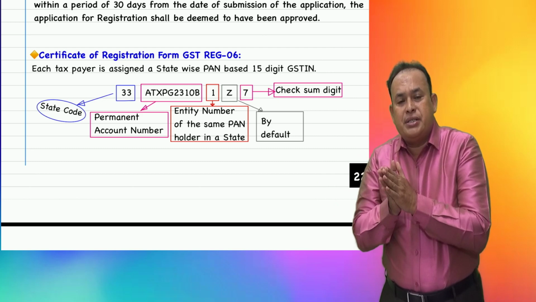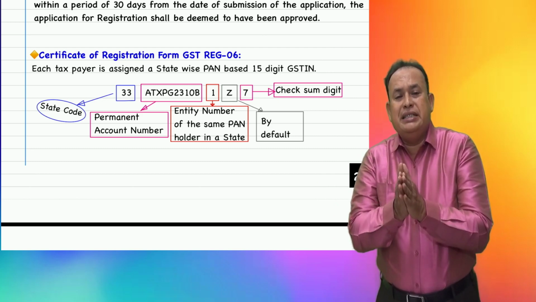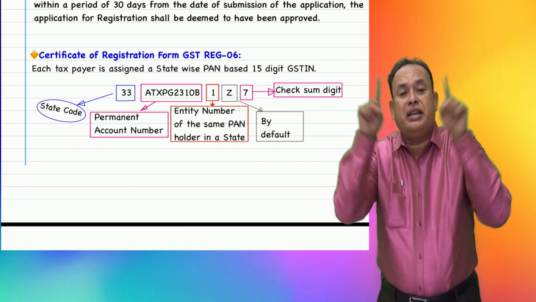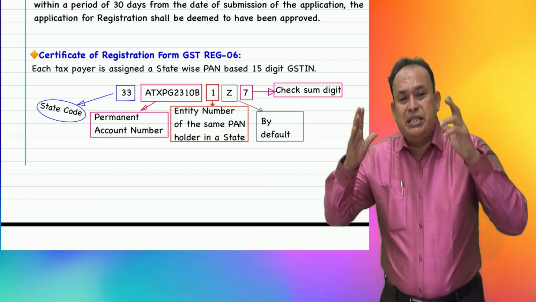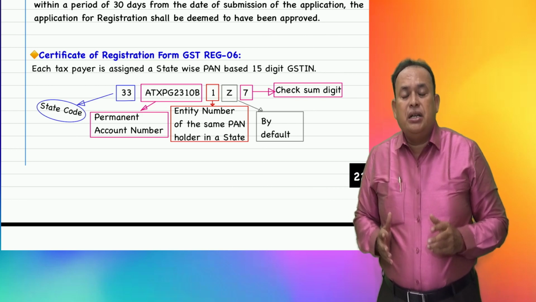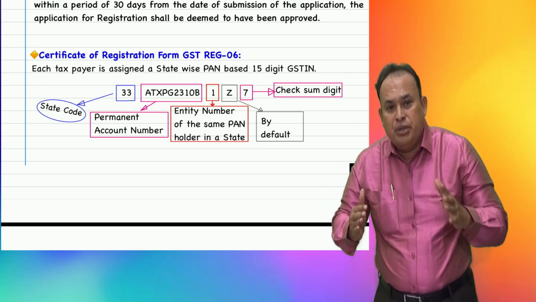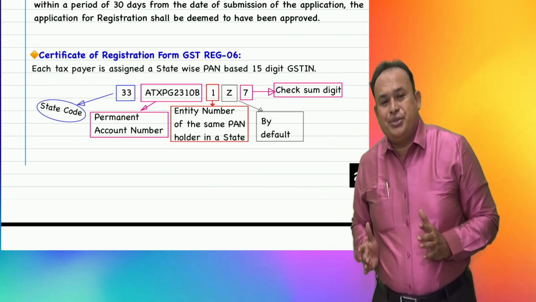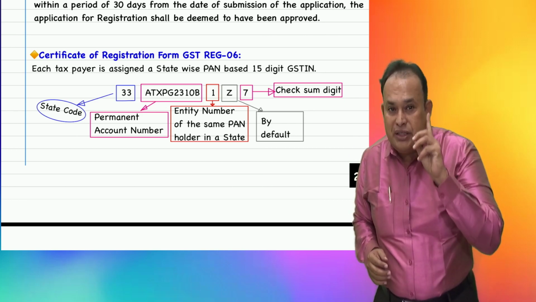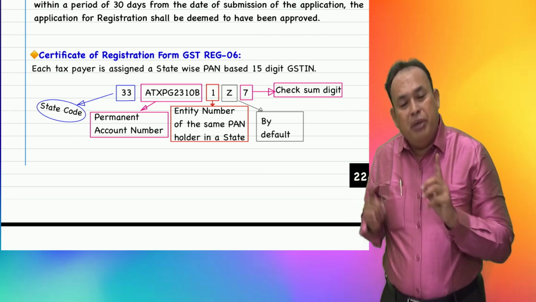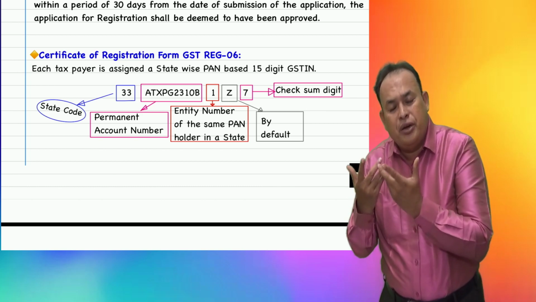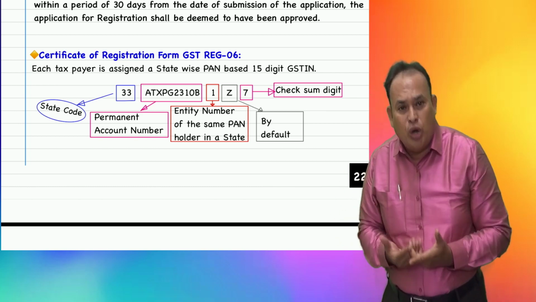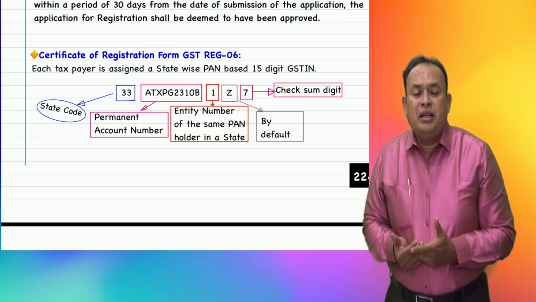The same is mentioned in the GST REG-06 certificate of registration, where the name of the applicant, the business name of the applicant, followed by the GSTIN number and the place of business address. Such certificate of registration, my dear friends, many traders, many taxpayers are not aware of it, though some of them are following it also.